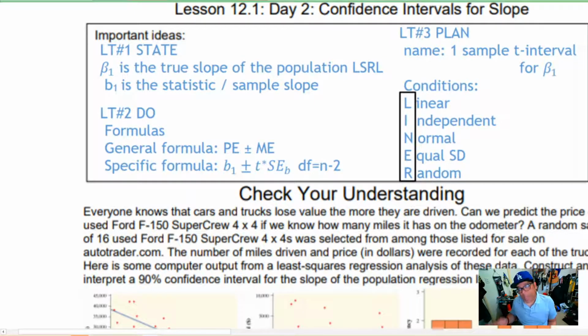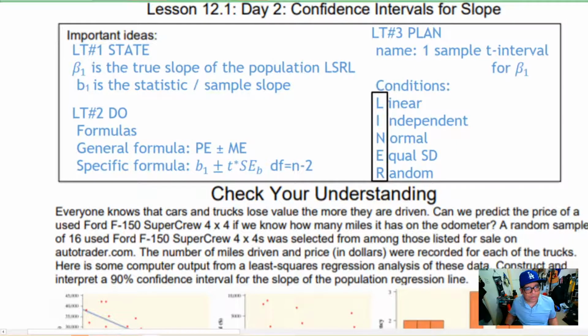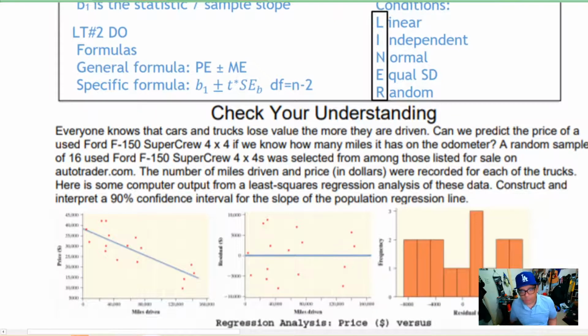Everyone knows, obviously, that cars and trucks lose value the more they are driven. So can we predict the price of a used Ford F-150 Super Crew? That's a very specific car make and model.